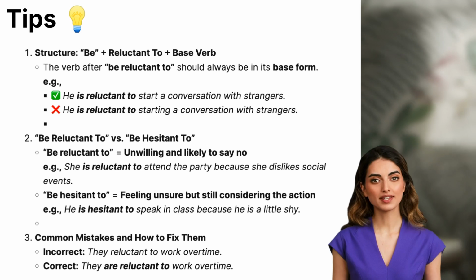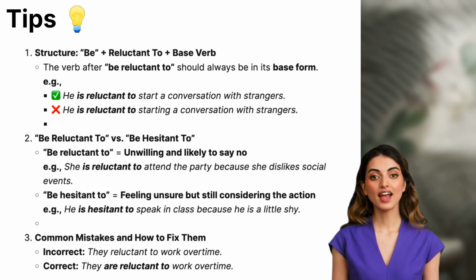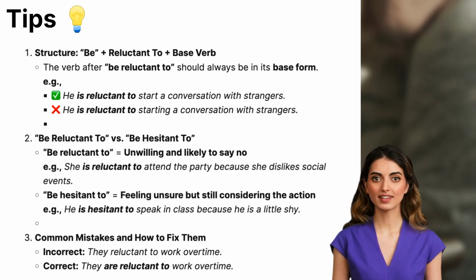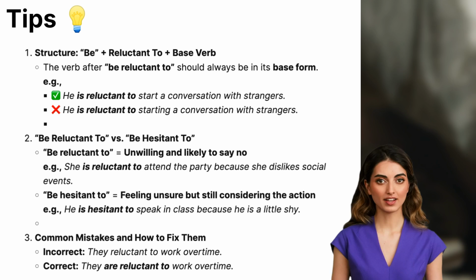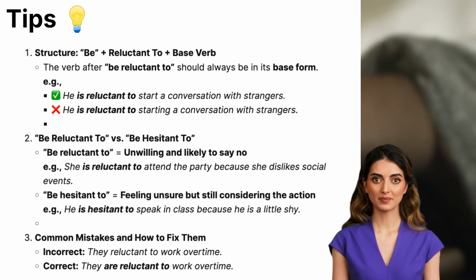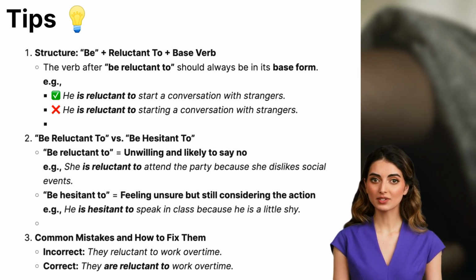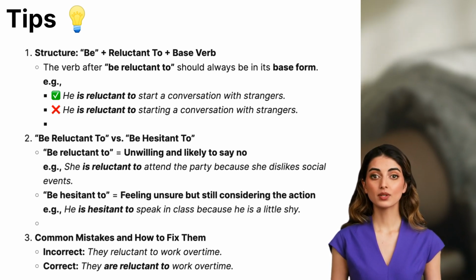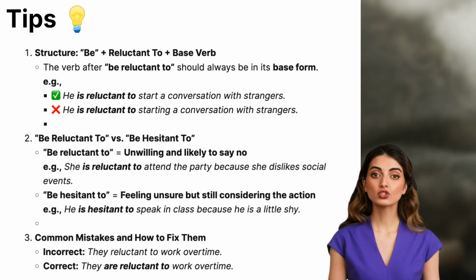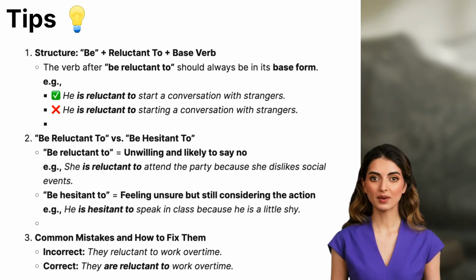3. Common mistakes and how to fix them. Here are some common mistakes English learners make with be reluctant to and how to correct them. Incorrect: they are reluctant to work overtime. Correct: they are reluctant to work overtime. Incorrect: he was reluctant to admit his mistake. Correct: he was reluctant to admit his mistake. Always remember, be reluctant to requires the verb be, am, is, are, was, were. Use to plus base verb, not just the verb alone.